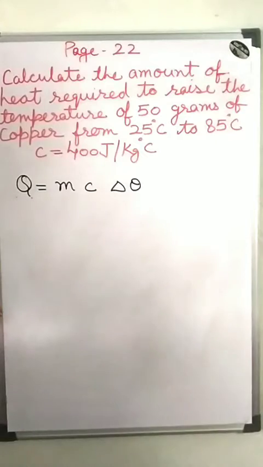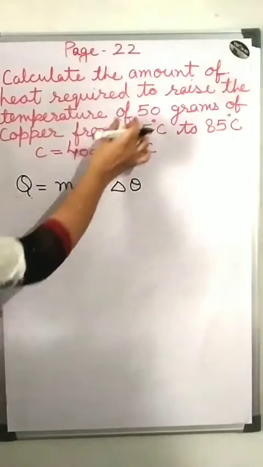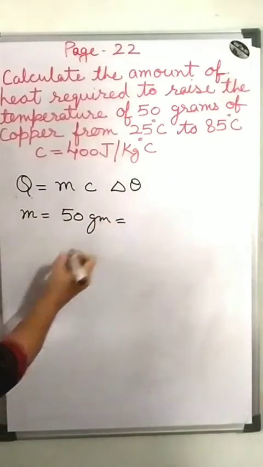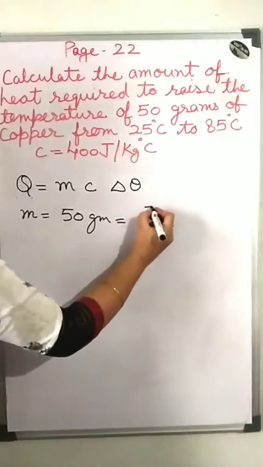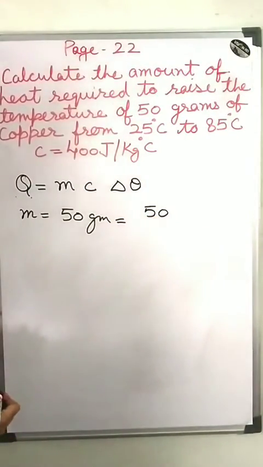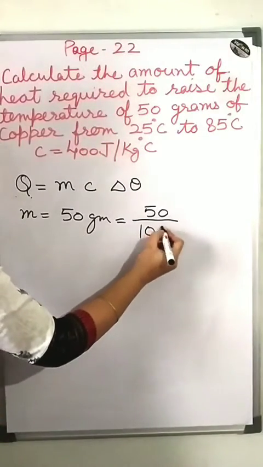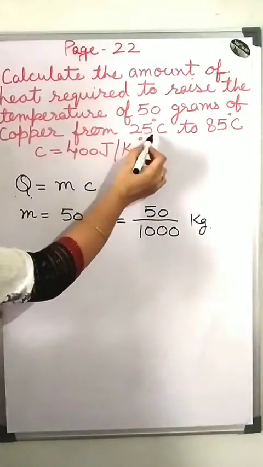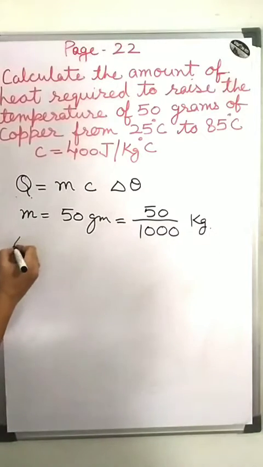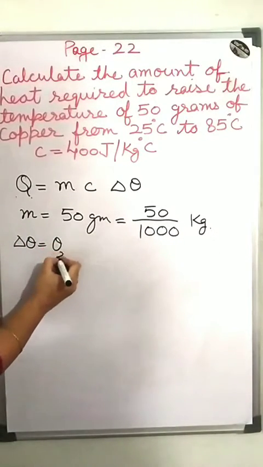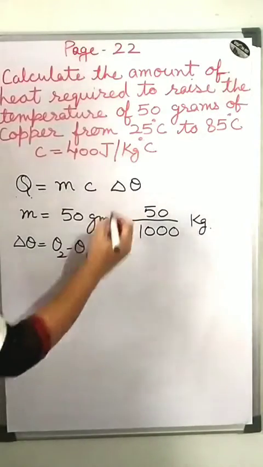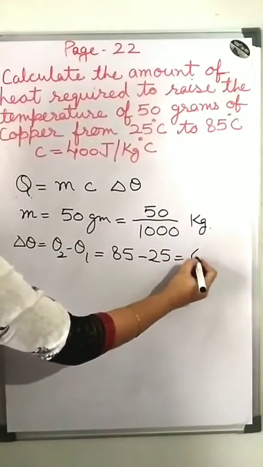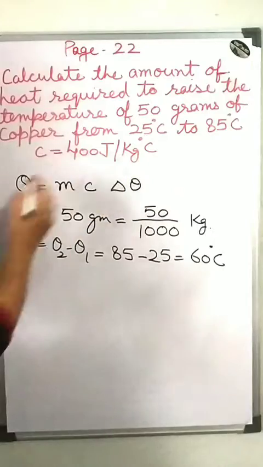Here we have to calculate amount of heat required, and the value of m is given to us, that is 50 grams. So we convert this one into a kilogram. So how do we convert? 1 kilogram is equal to 1000 grams. So that's why we divide by 1000. Next, copper from 25 degrees Celsius to 85 degrees Celsius, and delta theta is equal to theta 2 minus theta 1, and theta 2 is given to us 85 and theta 1 is given to us 25. So it is equivalent to 60 degree Celsius, and C is already given to us.